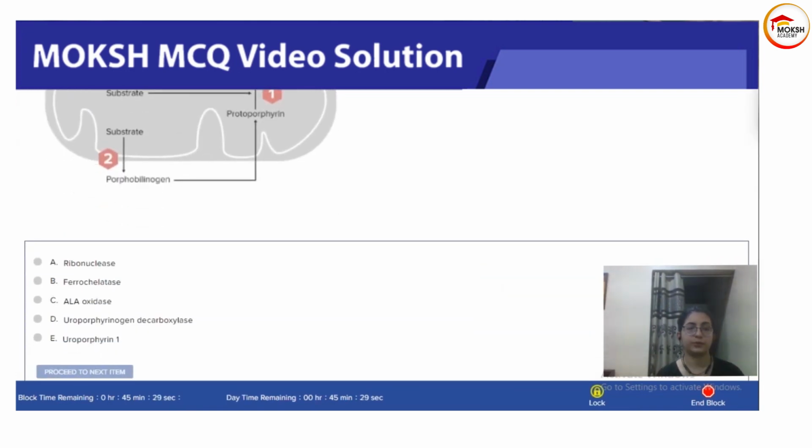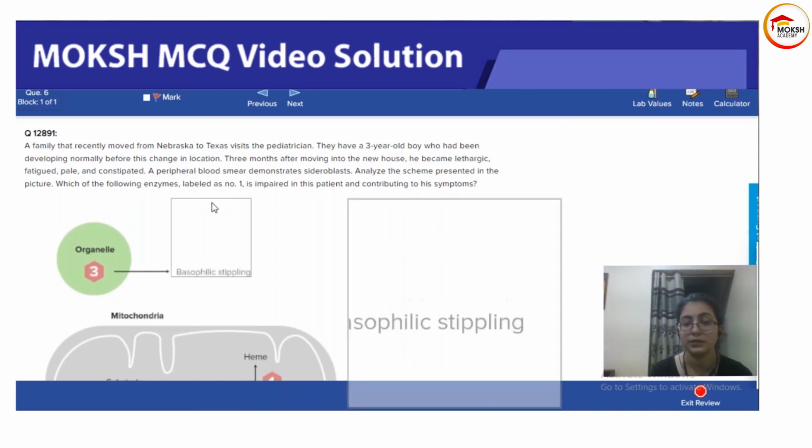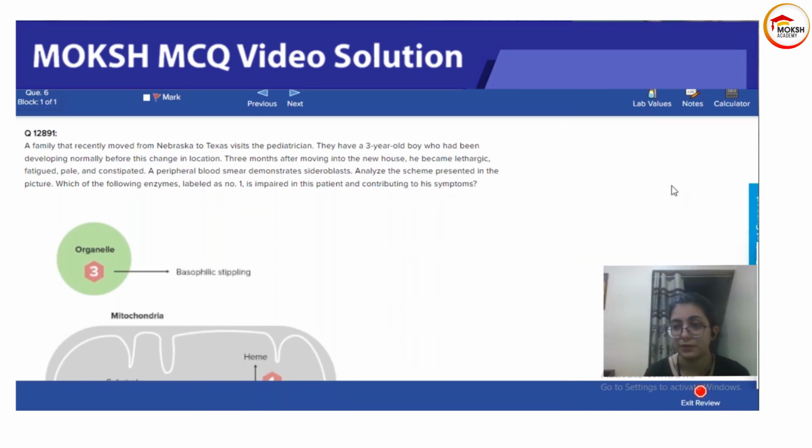So the options are ribonuclease, ferrochelatase, ALA oxidase, uroporphyrinogen decarboxylase, and uroporphyrin 1. So this patient is having lead poisoning. Now we have to understand which enzymes are affected in lead poisoning. So there are 3 enzymes that are affected in lead poisoning.